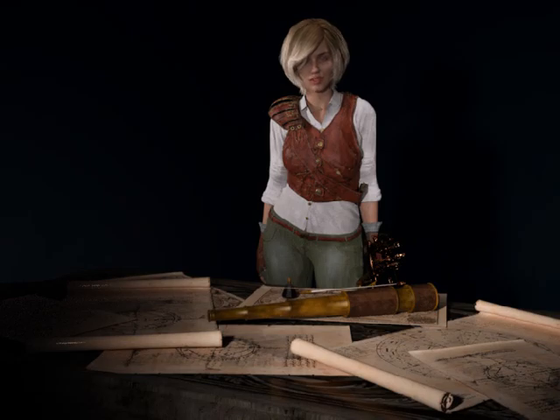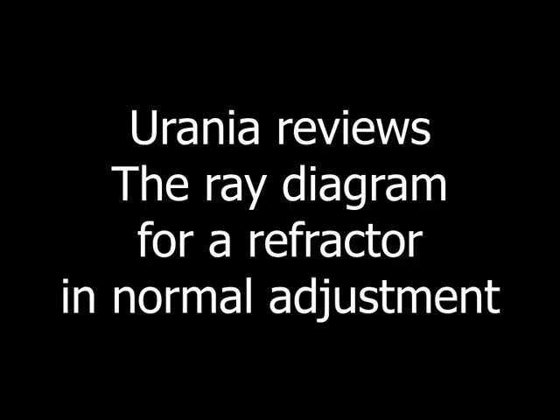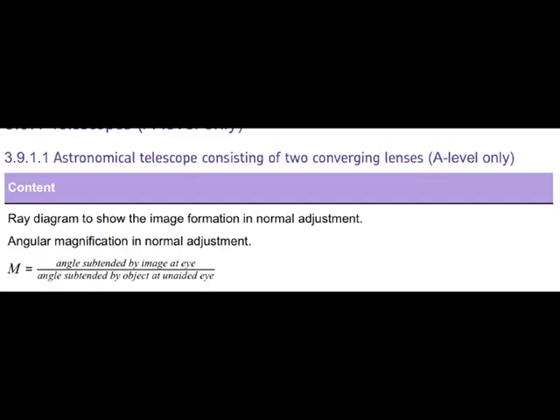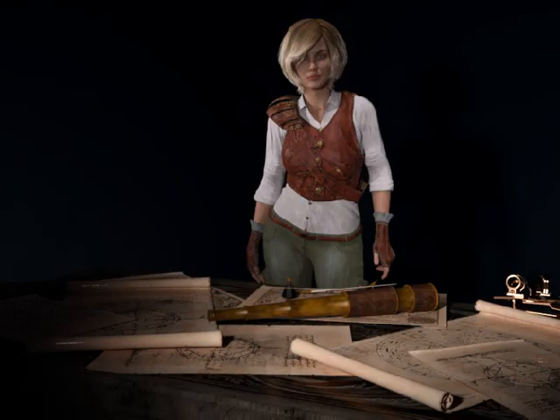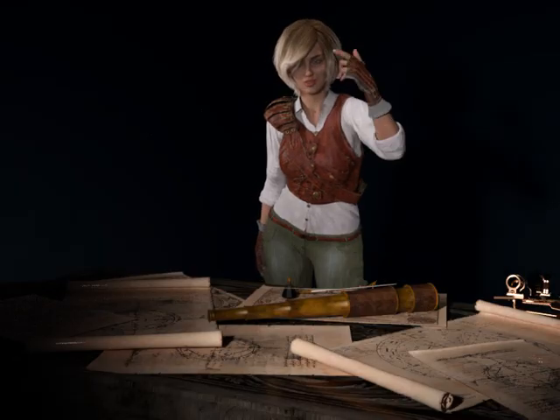In this video I will review the ray diagram for a refracting telescope, in normal adjustment. Drawing the ray diagram of a refracting telescope, in normal adjustment, is a map from memory technique.